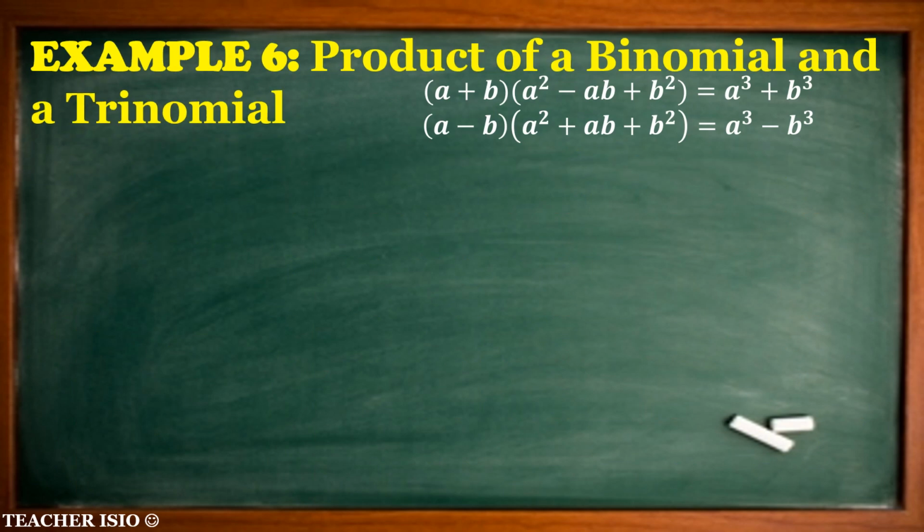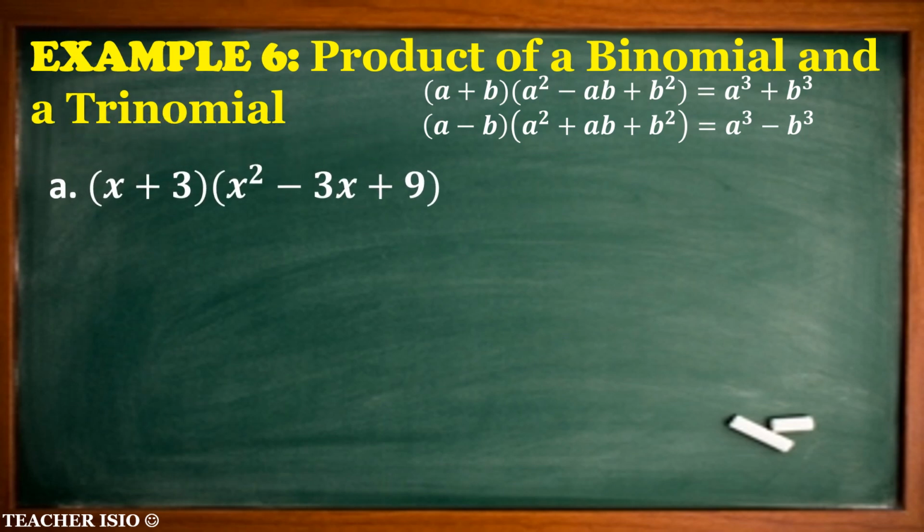Let's have example number 6, product of a binomial and trinomial. If we have given again a plus b times a squared minus ab plus b squared, it is equal to a cubed plus b cubed. If we have given a minus b times a squared plus ab plus b squared, it is equal to a cubed minus b cubed. So let's have example. So this time we have x plus 3 times x squared minus 3x plus 9.